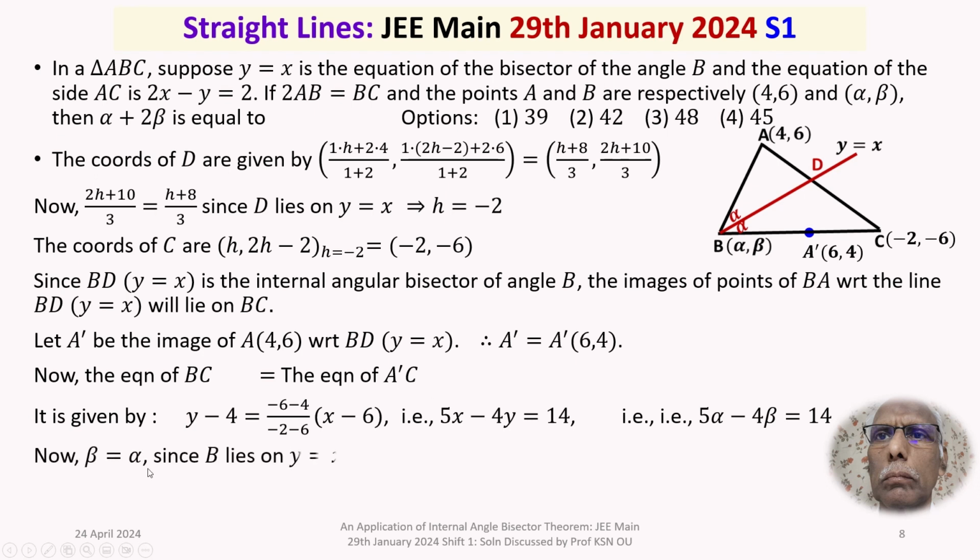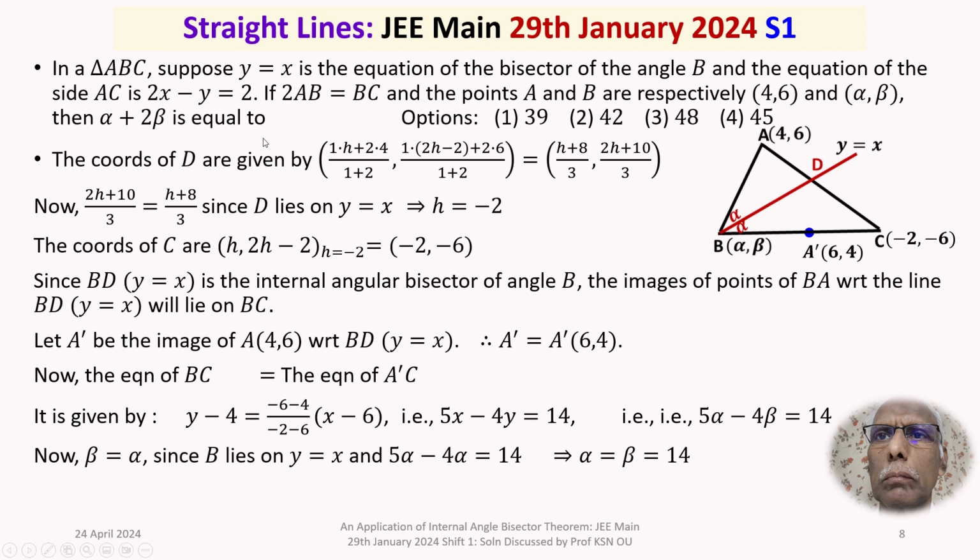So now beta is equal to alpha, since B whose coordinates are alpha comma beta lies on the angular bisector whose equation is y is equal to x. Therefore, you substitute beta is equal to alpha in 5 alpha minus 4 beta is equal to 14. Then you will get 5 alpha minus 4 alpha is equal to 14. So 5 alpha minus 4 alpha is alpha. Alpha is equal to 14, but alpha is equal to beta. So now we got the values of alpha, beta, and we compute alpha plus 2 beta.